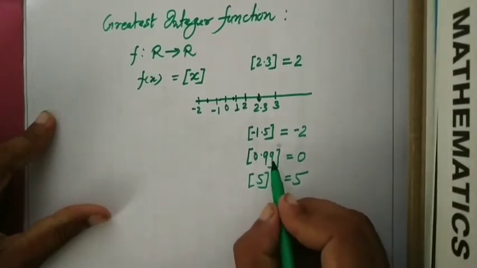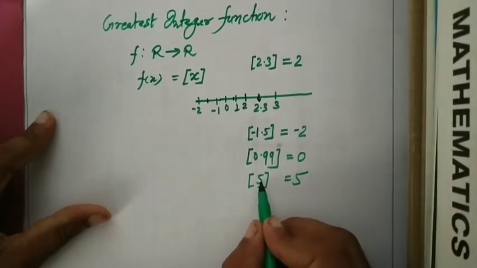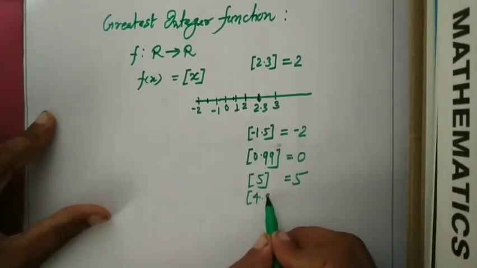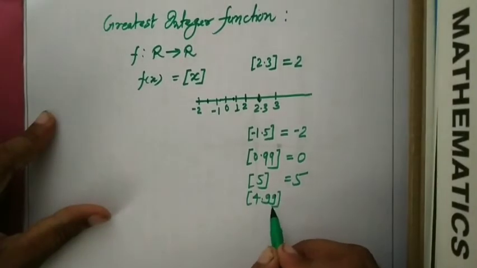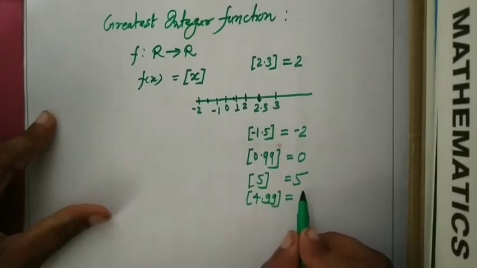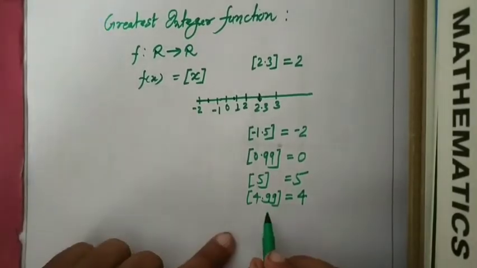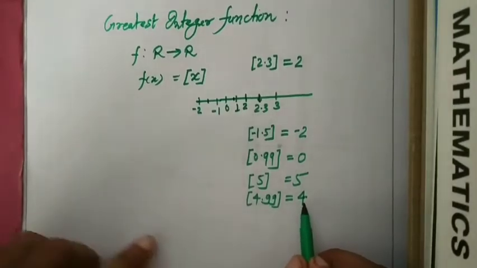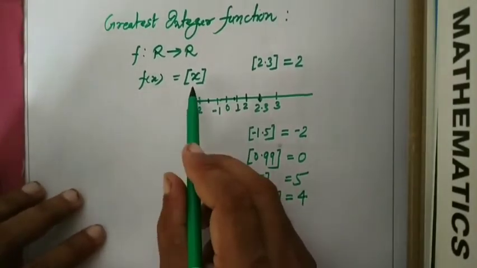But as soon as any number is shifted a little extra to the left side, for example 4.99, which is very close to 5, the greatest integer function value of this particular point 4.99 is not going to be 5, it is going to be 4. Every number situated between 4 and 4.99999, even very close to 5, has the greatest integer function value 4, because the nature of the function is such, how it is defined.